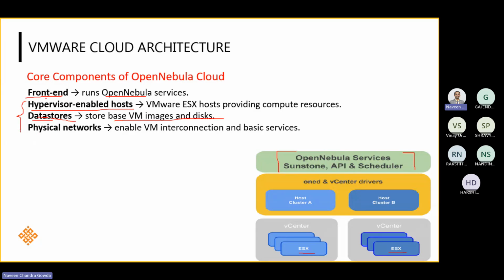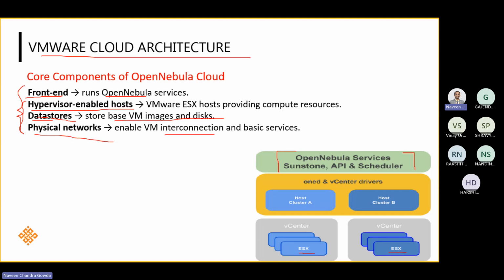And obviously, to connect every item, you need the physical network, for connecting and for intercommunication purposes. So if you ask me, there are four core components in the VMware cloud architecture: front end, hypervisor enabled host, data store, and the network.